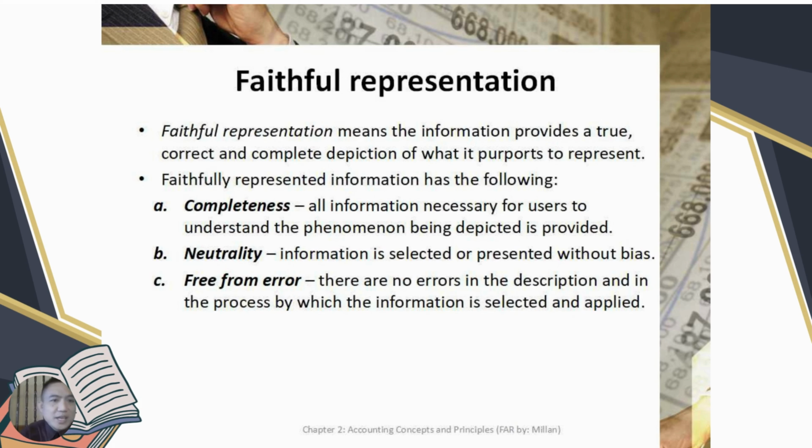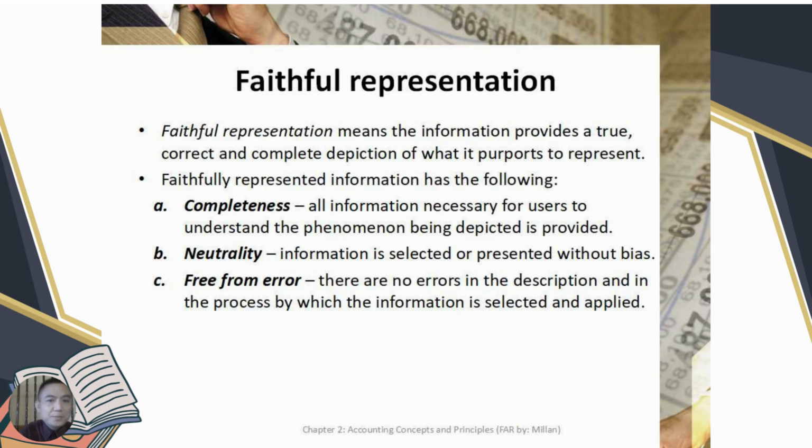Faithful representation. Faithful representation means the information provides a true, correct, and complete depiction of what it purports to represent. So ibig sabihin, you need to be honest. You need to be true with all the data that you are presenting to the different decision makers. Faithfully represented information has the following characteristics. Number one, completeness. All information necessary for users to understand the phenomenon being depicted is provided.